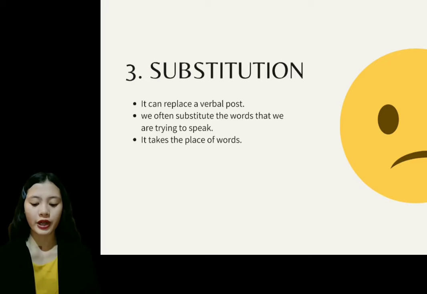The third one is substitution. We often substitute the words that we are trying to speak. Sometimes we can feel anxiety, where we are unable to sit still, unable to pay attention, and even sweating. We can also express ourselves in other ways that take the place of words. It can replace a verbal post. For example, your facial expression frequently conveys a meaning far more vivid than words can ever have. Eye contact, hand gestures, and facial expressions are essential for this substitution.